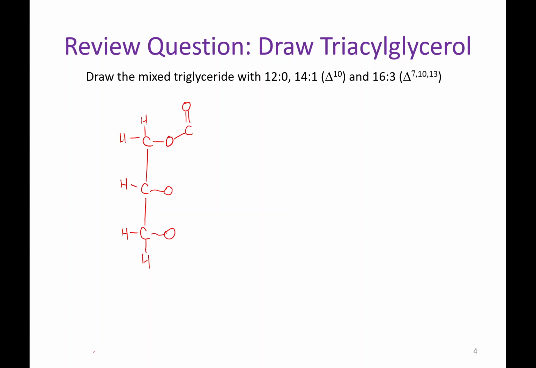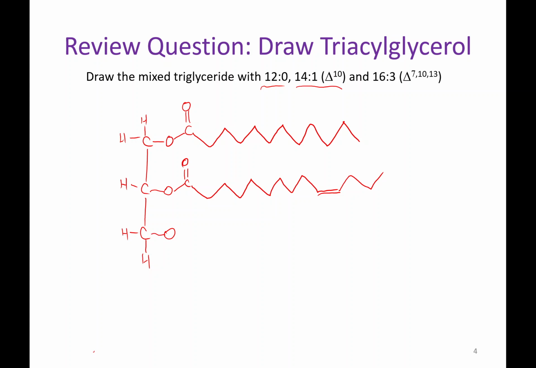We can draw our first fatty acid here. We'll put 12:0 at this point. So that's carbon 1, 2, 3, 4, 5, 6, 7, 8, 9, 10, 11, 12. That one doesn't have any double bonds, so it's pretty easy to draw. Next we'll do 14:1 delta 10. We draw our ester linkage, and now we draw our chain, 14 carbons long, with a double bond at position 10. So that's 1, 2, 3, 4, 5, 6, 7, 8, 9, 10. We make our double bond, 11, 12, 13, 14. And then finally we have 16:3 delta 7, 10, 13.